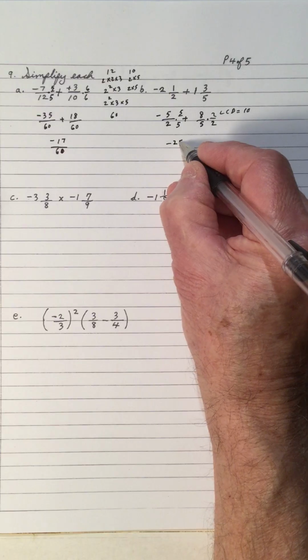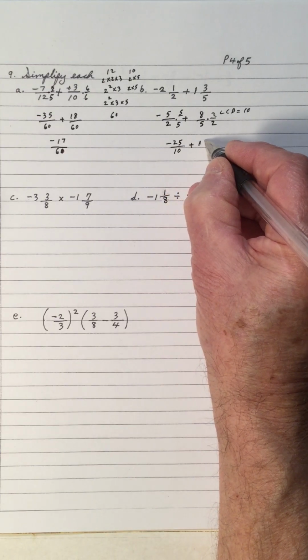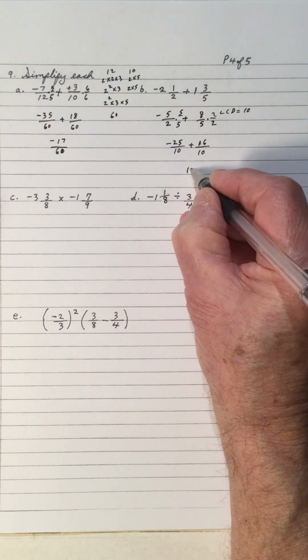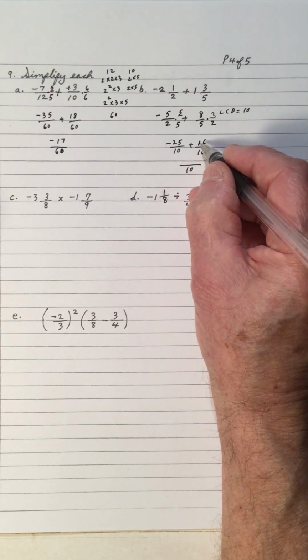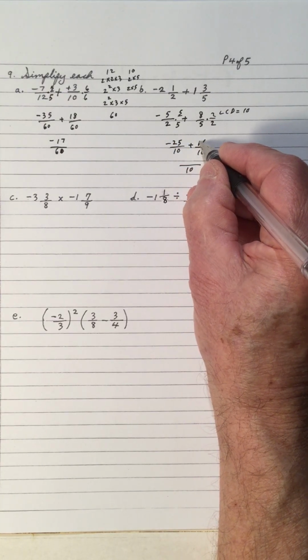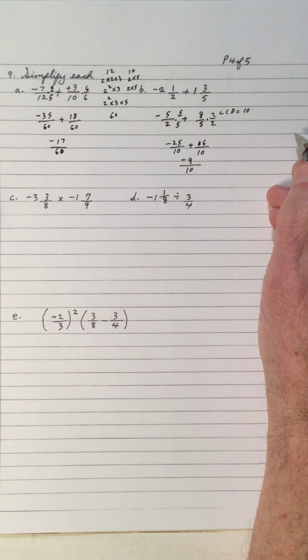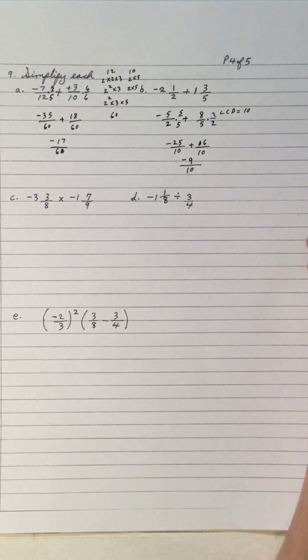Negative 25 over 10 plus 16 over 10. The LCD is 10, and 25 is a negative and 16 is a positive, so subtract. 25 subtract 16 is 9, and it's negative. And we have more to do.